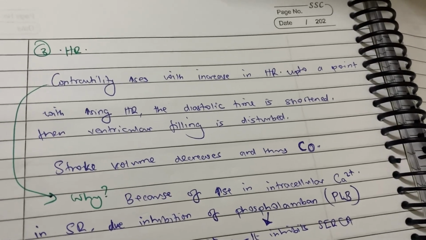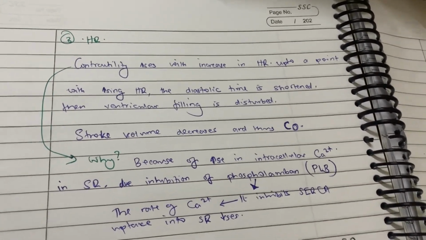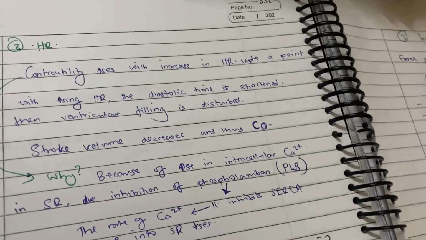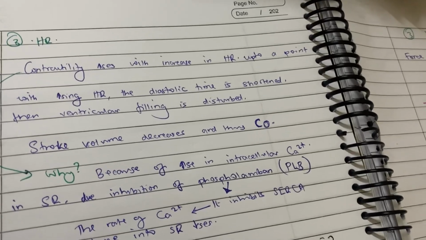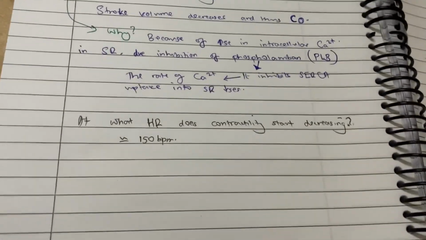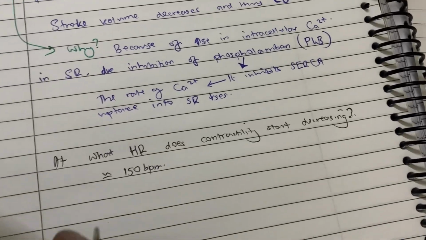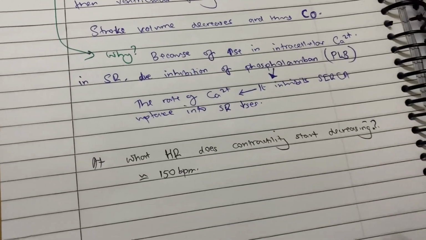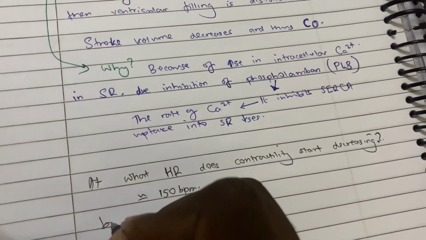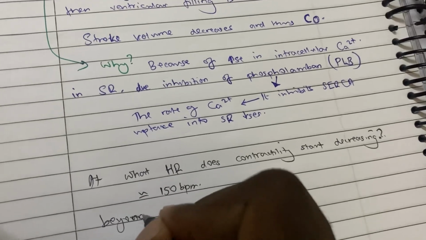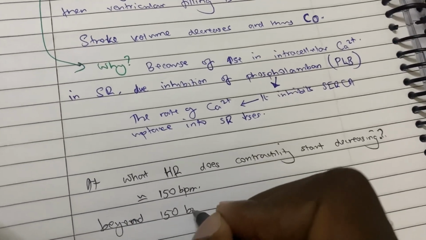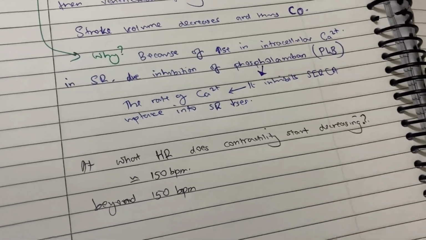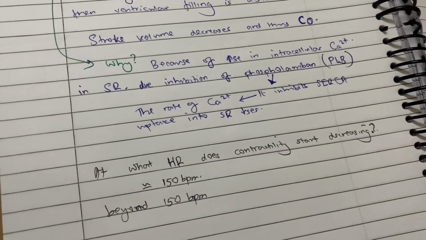At what heart rate? In normal individuals under exercise, for example, contractility will increase up to around maybe 150 beats per minute. Approximately 150 beats per minute, contractility is increasing. So at 140 contractility is high, at 150 contractility is high, then beyond 150 beats per minute, what happens? The time for calcium recycling is not enough.